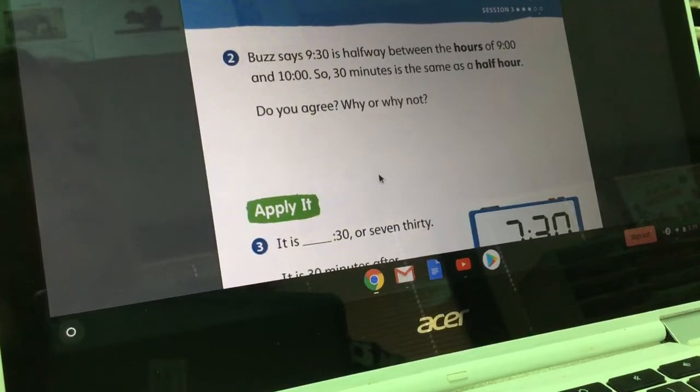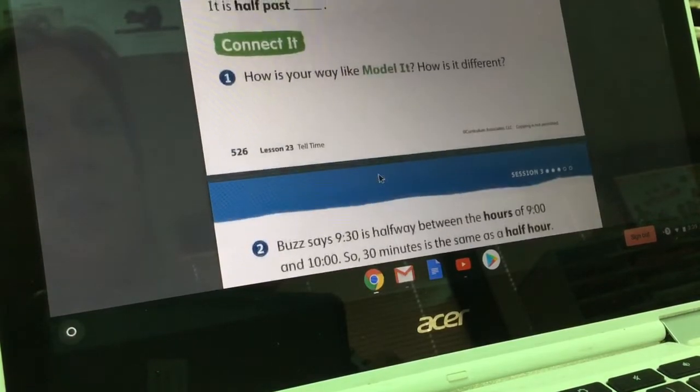Okay, let's read this problem again and really think about what it's asking us. Buzz says 9:30 is halfway between the hours of 9 o'clock and 10 o'clock. So 30 minutes is the same as a half hour. Do you agree? Why or why not? I agree with Buzz because at 9:30, the minute hand is halfway around the clock, just like we saw up here on our clock.